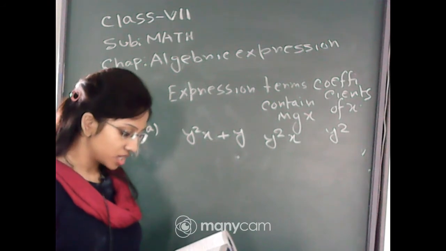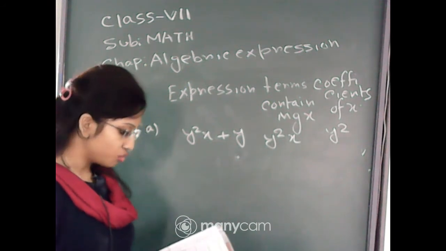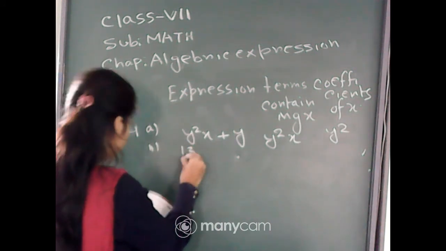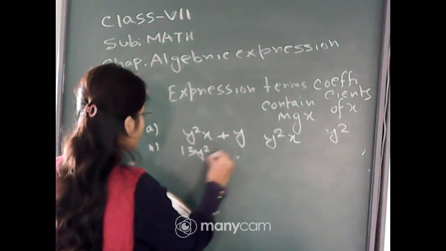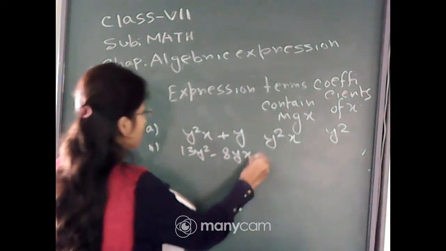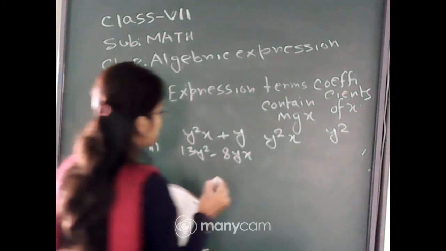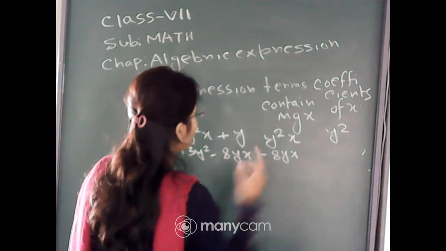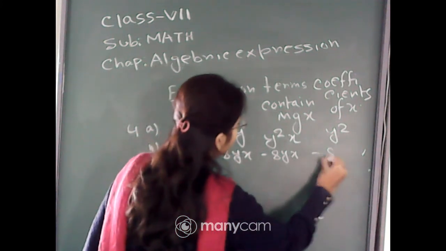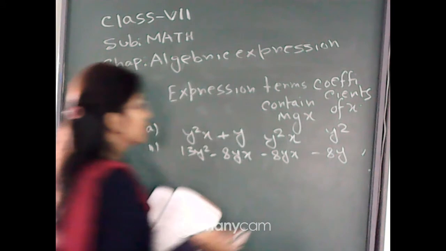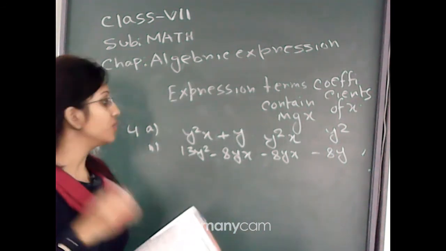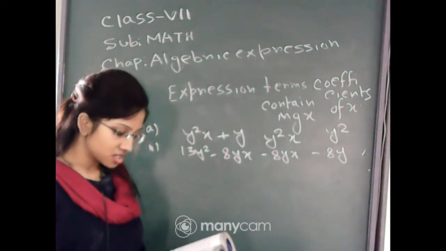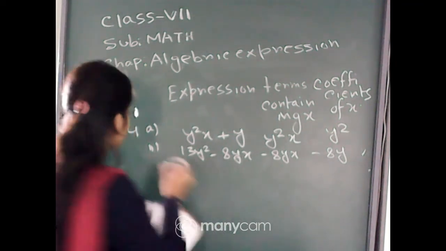Next, question number 2. y square minus 8yx. Here the term containing x is minus 8yx, isn't it? And therefore, the coefficient of x is minus 8y, since a coefficient may be a numerical factor or an algebraic factor.